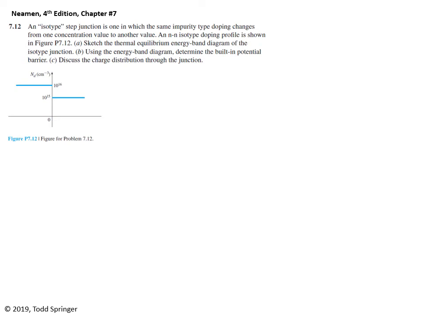Here is a problem from Chapter 7 of Neamen having to do with a junction between two materials which have different doping. Let me give you some time to read through the problem and try it out yourself. Do try to do it as much as possible before continuing with the video where we'll work it out together.